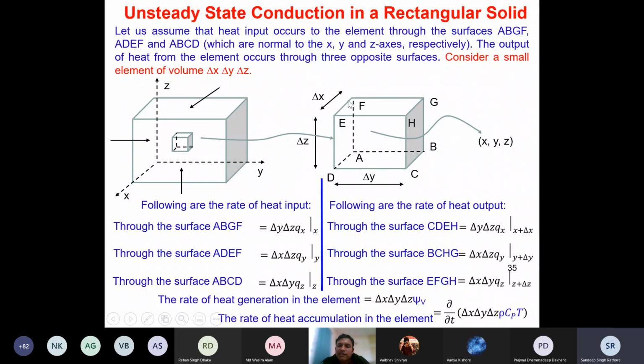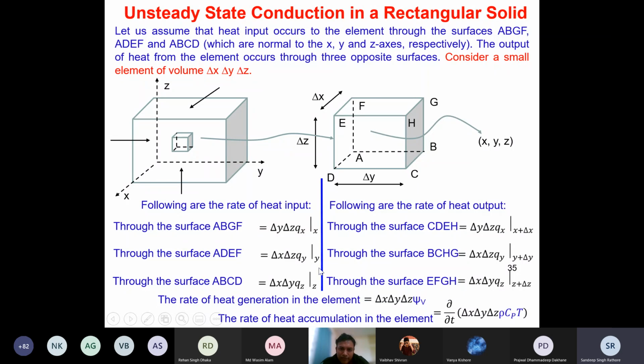So what will be the cross-sectional area? Cross-sectional area in this case is going to be delta X and delta Z, isn't it? You can just look at ADEF. So cross-sectional area will be this delta X multiplied by delta Z. And what will be the corresponding heat flux coming through this particular face along this line? That will be Qy at Y, isn't it?